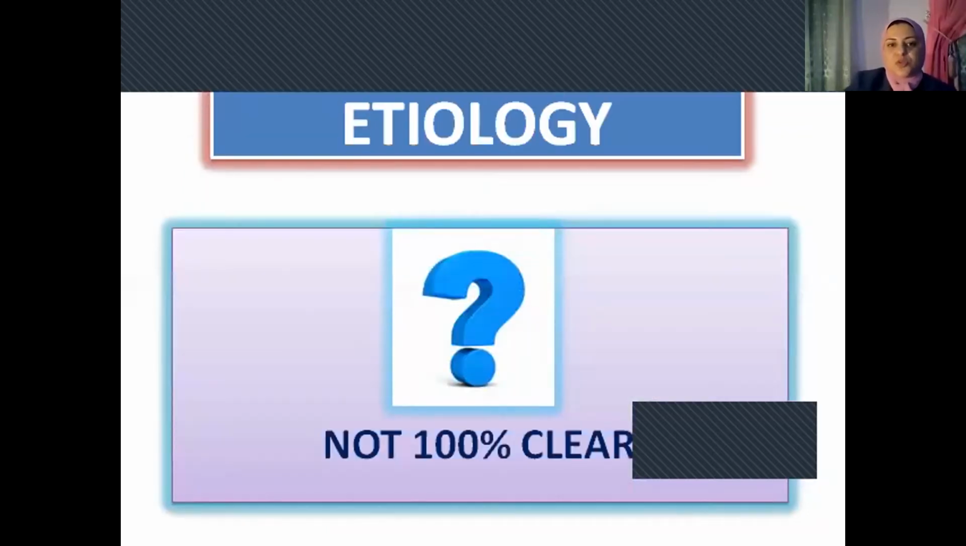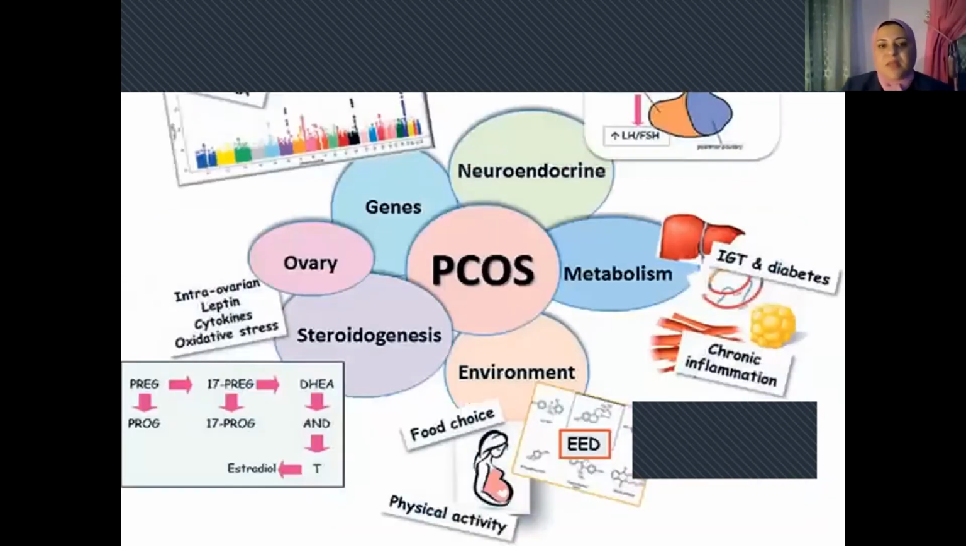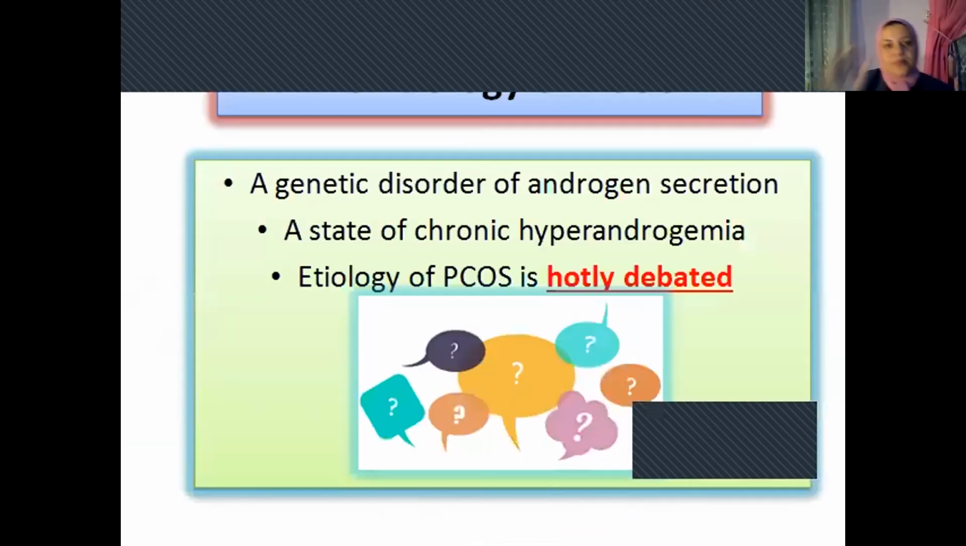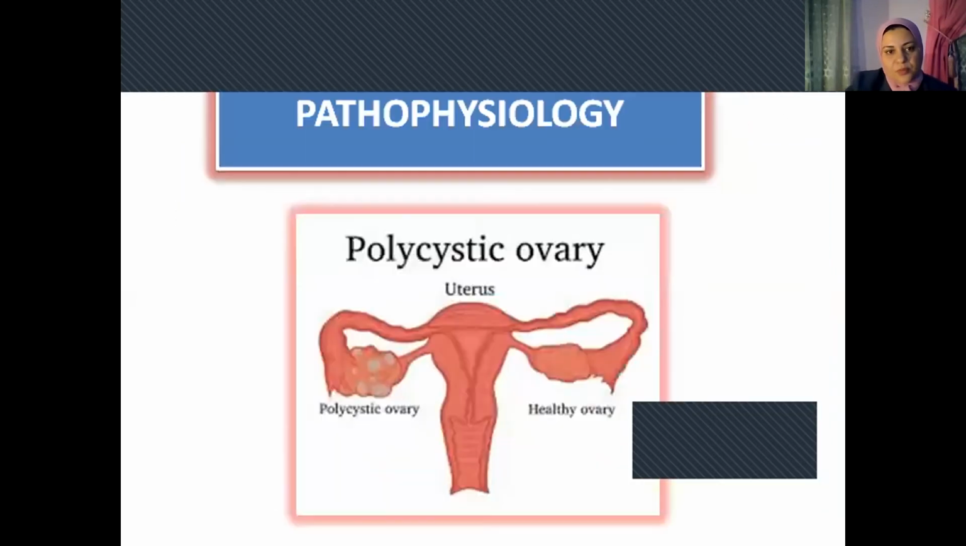So, what is the etiology? What causes PCO? It's still not 100% clear. Many factors may cause PCO: genetic, neuroendocrine, ovarian causes, teratogenesis, environmental causes, metabolic disorders, food choices, physical inactivity, and others. So it's a genetic disorder of androgen secretion, a state of chronic hyperandrogenemia. It's really hotly debated at this point and not clear till now.